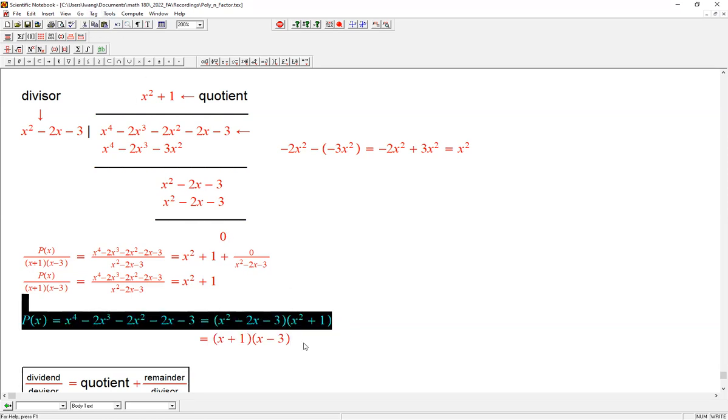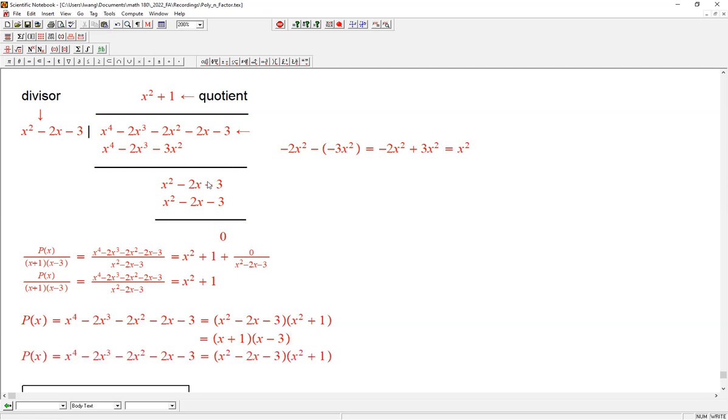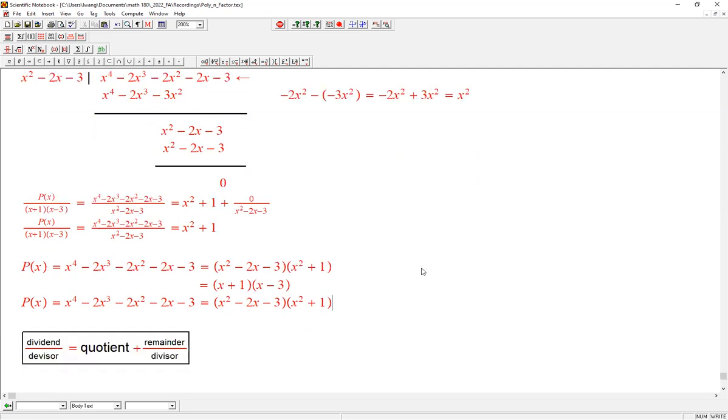The question is, can we factor this further? The answer is, it depends whether you want to factor in real numbers or in complex numbers. In real numbers, if the factors are all real numbers, then we are actually done. If we want to factor in complex numbers, then we can factor further.